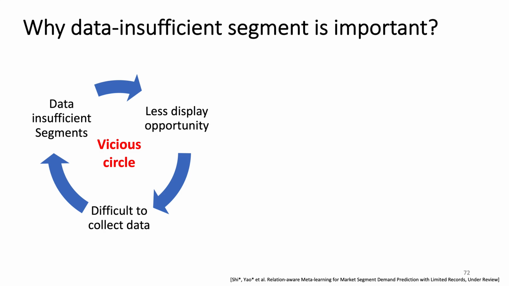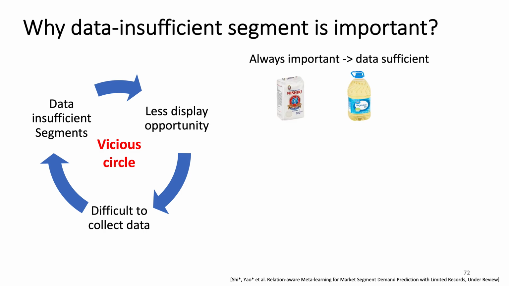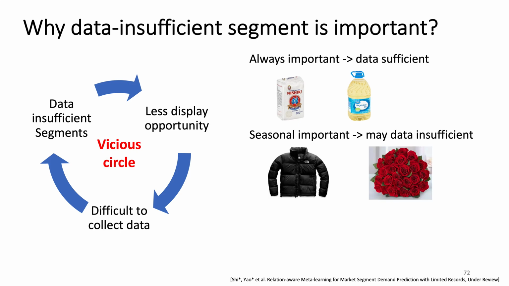But why is the data insufficient segment very important? Which segments will be data insufficient? Let's see several examples. First, some items are always important, like rice and oil. People will always purchase them in different seasons, so both of these items are totally data sufficient. Another type of items is seasonally important, so there may be less data in different seasons. For example, people usually purchase roses on different holidays, and people may purchase jackets in specific seasons.